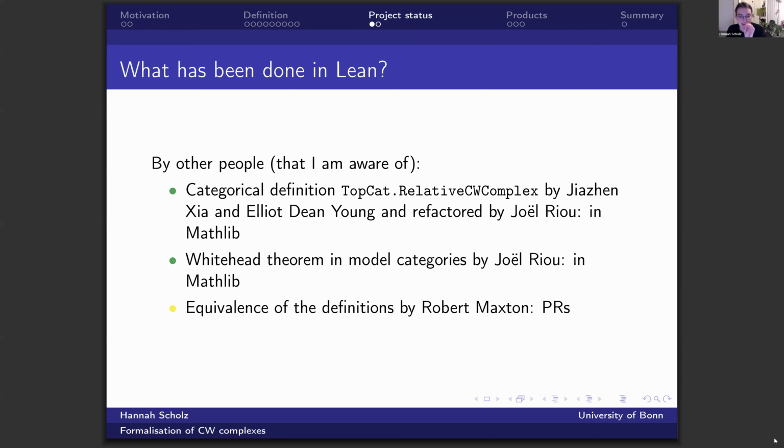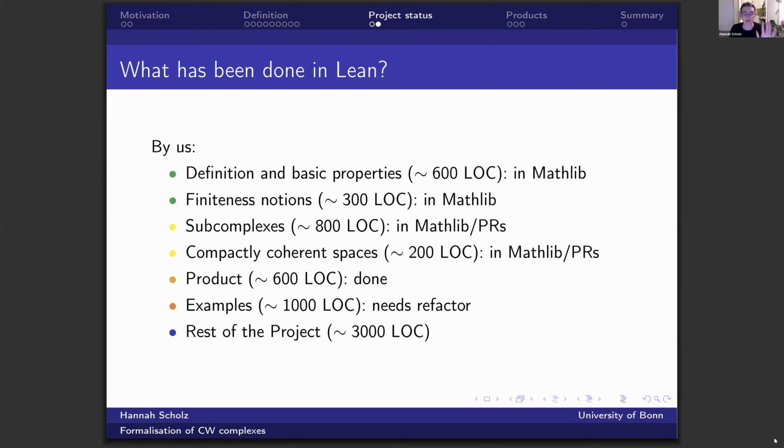And then lastly, for this slide, Robert Maxton has actually proved that these definitions are equivalent. But that is unfortunately, I think, still in PRs. And so now, what have we done? This is a rough overview. The lines of code, I hope I got them correctly. They should be functional lines of code, so without comments and empty lines.